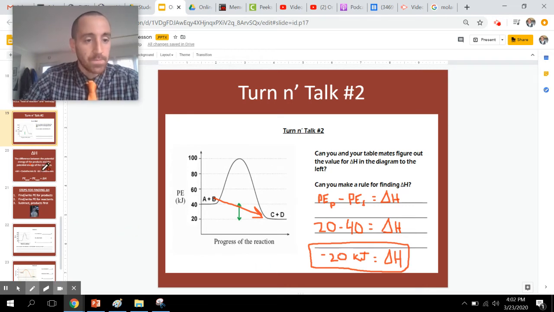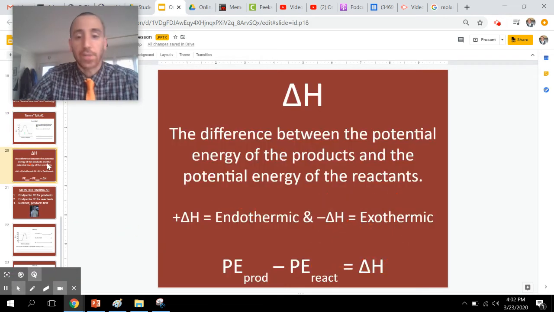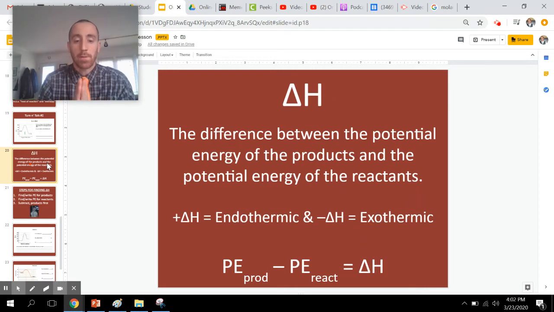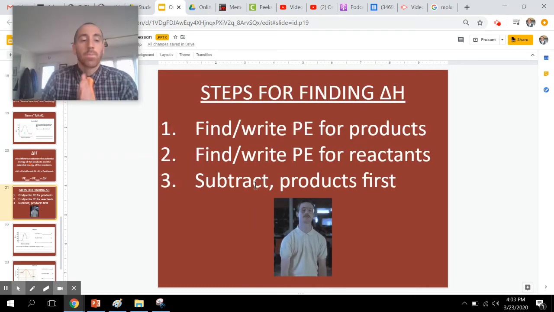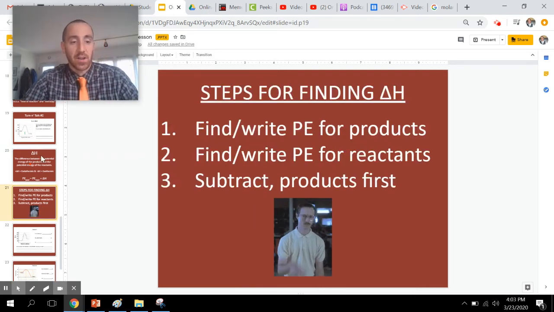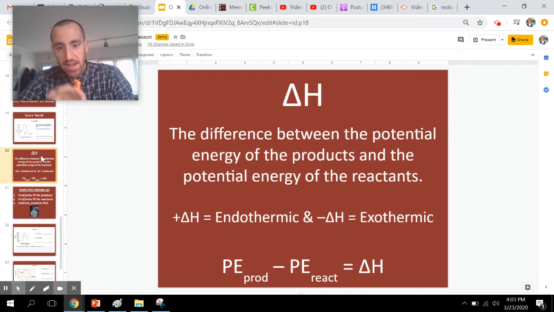All right? So going back. Again, if you didn't do it already, pause it. This is a super important slide. You have the rule for calculating delta H. You have whether or not it's endothermic or exothermic. If it's positive delta H, it's endothermic. If it's negative delta H, it's exothermic. And you have the definition of what this value means. It's the difference between the potential energy of the products and the potential energy of the reactants. So I'll go back again. Like I said, sorry, I didn't prompt you. If you want to pause it now, copy these down.